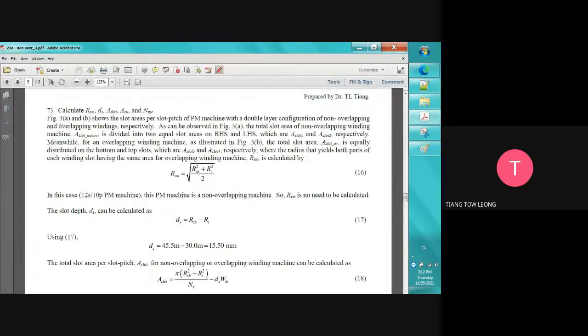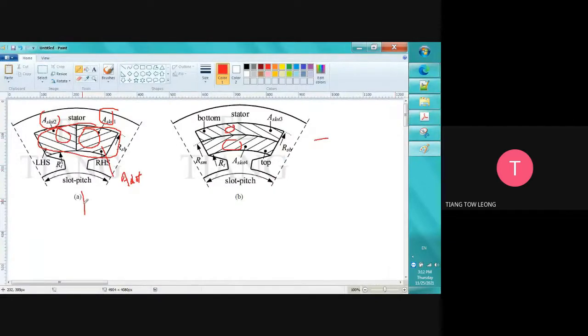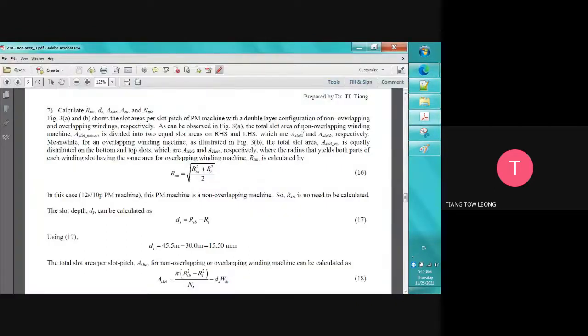Of a non-overlapping and overlapping winding machine. So this is non-overlapping. This is overlapping. And then, as can be observed in figure 3A, the total slot area of a non-overlapping winding machine, A slot non-overlapping, is divided into two equal slot areas on the right-hand side and the left-hand side, which are A slot 1 and A slot 2.